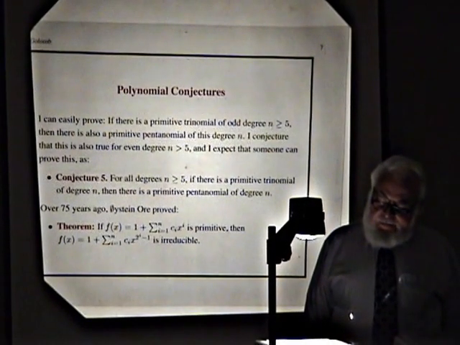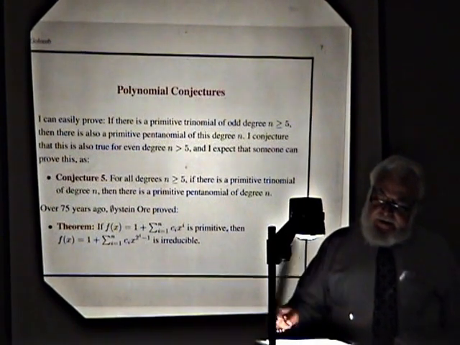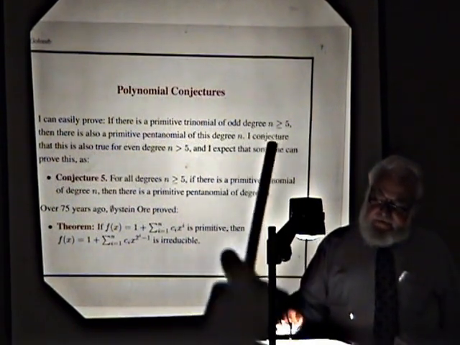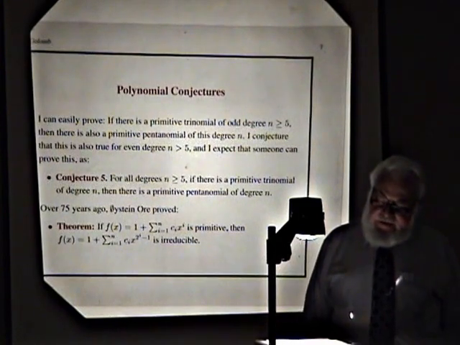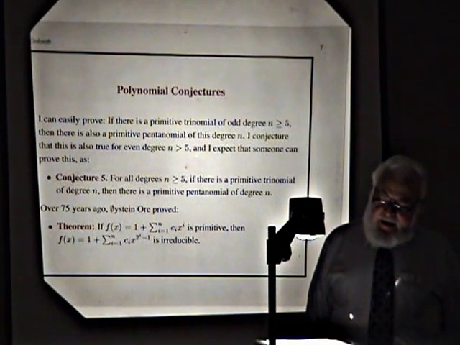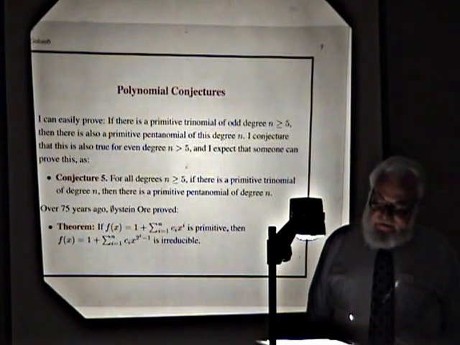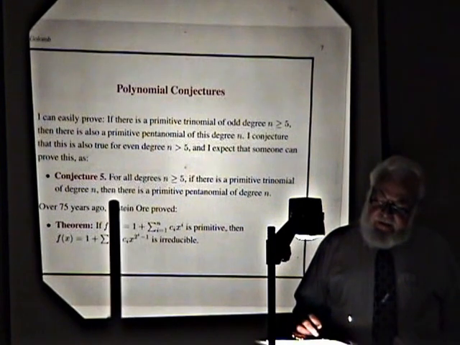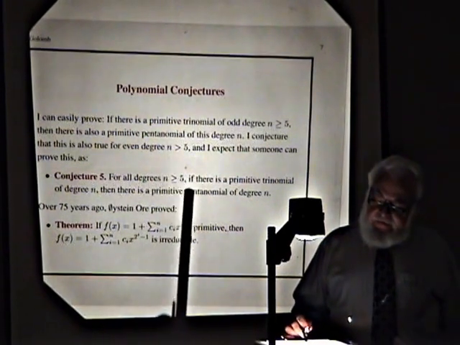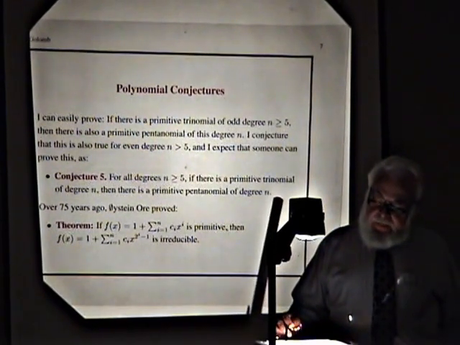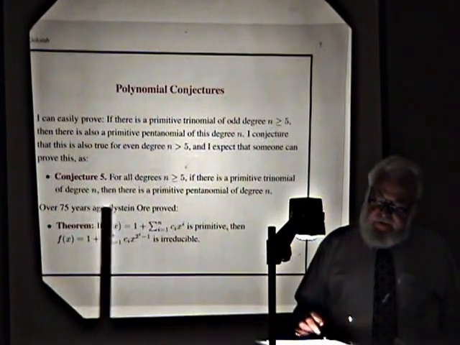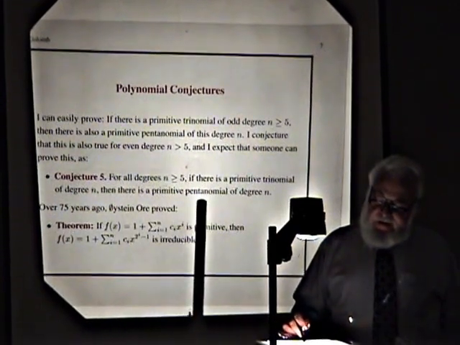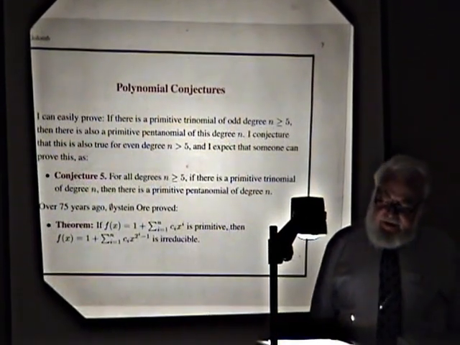I won't spoil your fun by telling you my easy proof of this, but I conjecture that this is true for even as well as odd values of n greater than 5, but I haven't found an easy proof of that. So I list as conjecture 5 that for all degrees n greater or equal 5, if there's a primitive trinomial of degree n, then there's a primitive 5-nomial of degree n.